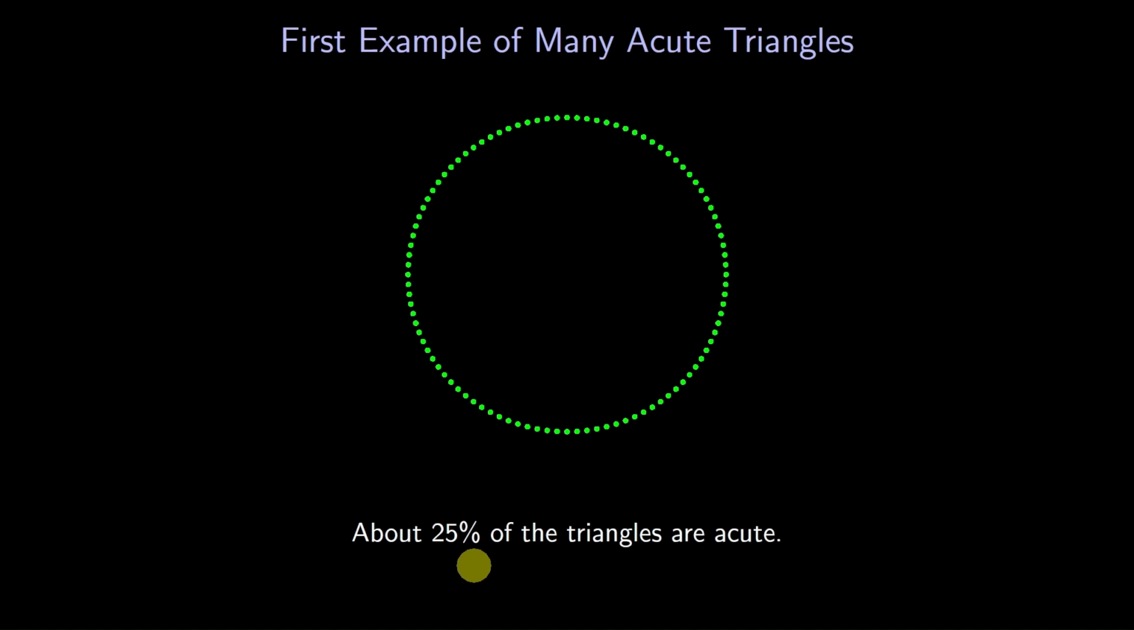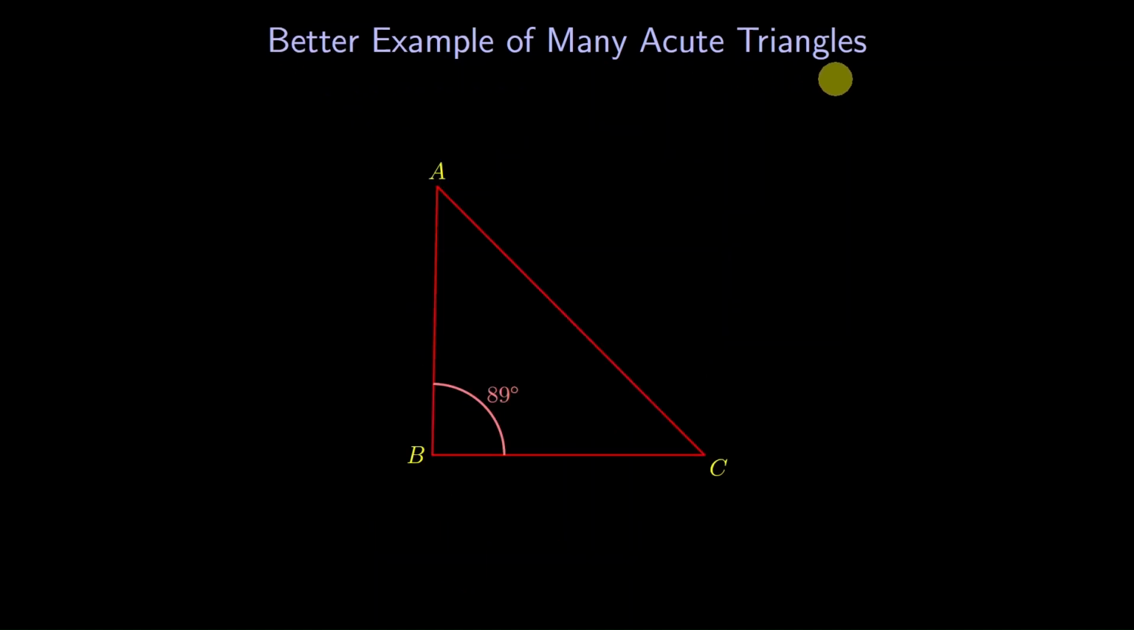25% was good for a first attempt, but we can do better. I'll start with this triangle. The angle at point B is nearly a right angle. It's just a little smaller. Think of 89 degrees. We'll make the angles at A and C equal to each other, so those 2 angles will be a little more than 45 degrees.